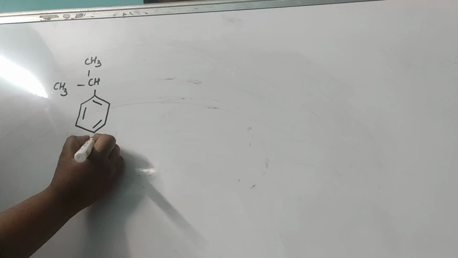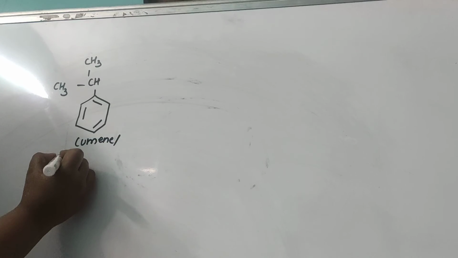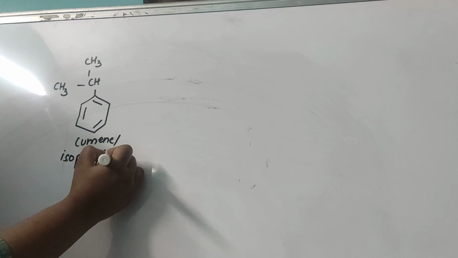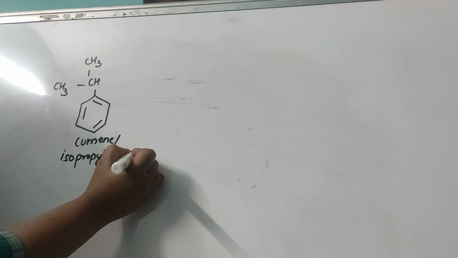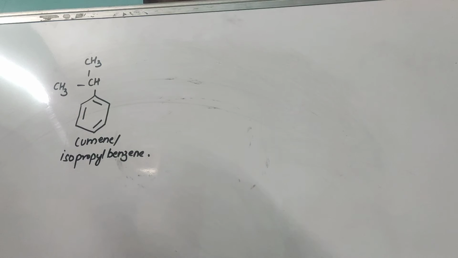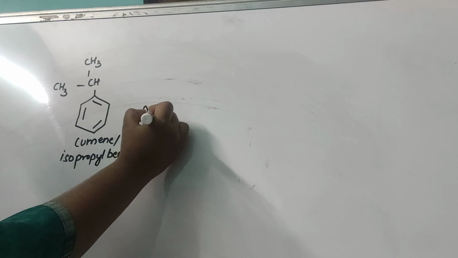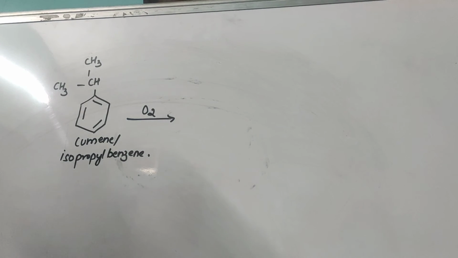Another name for cumene is isopropyl benzene. Okay, this is cumene, or it is also called isopropyl benzene. So this name also is there. What they are doing is oxidizing it. Oxidizing means what? Addition of oxygen.